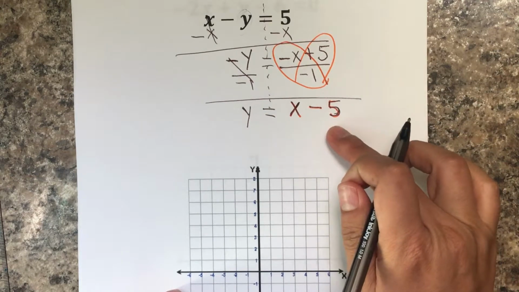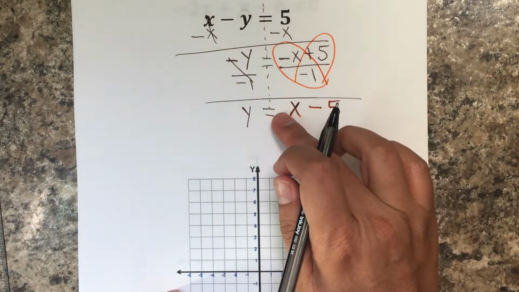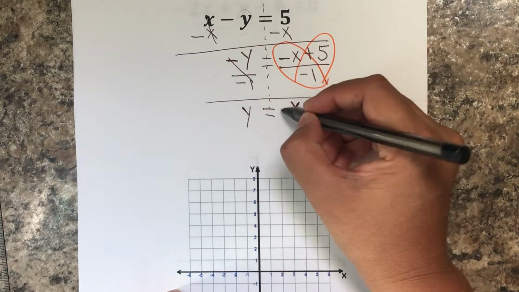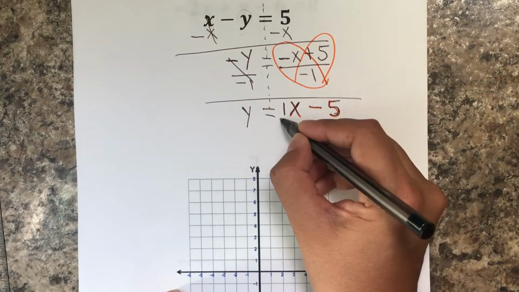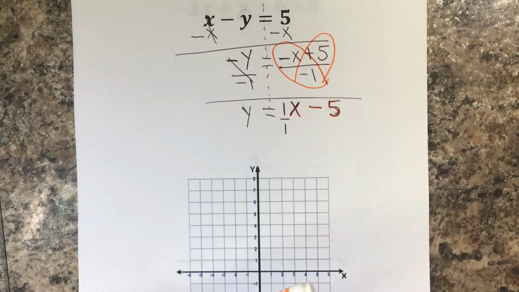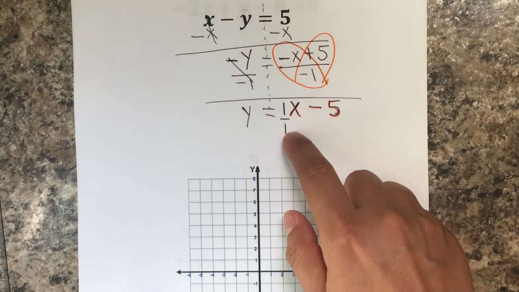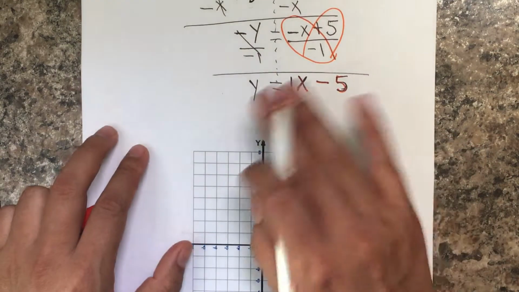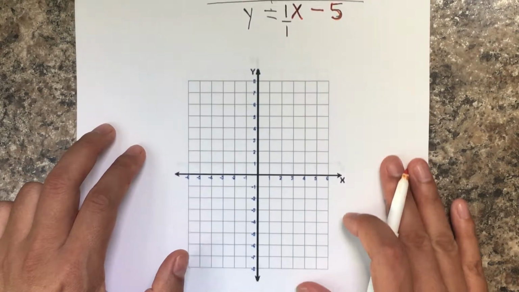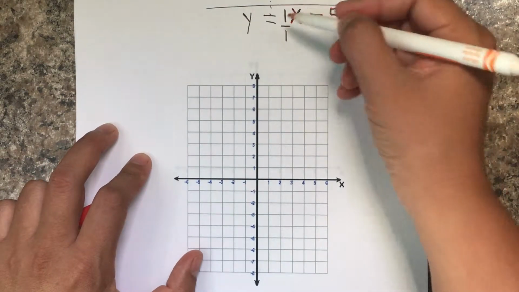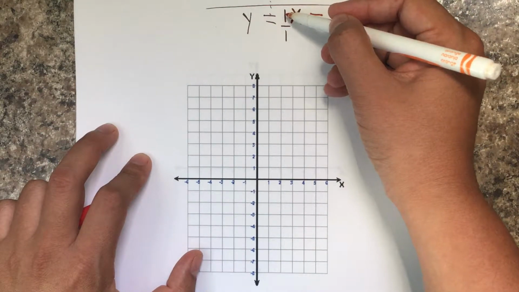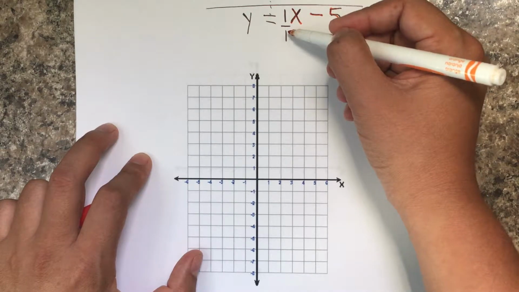I have this intercept, however, I don't have a slope. When there is nothing in here, that means that the coefficient is 1 and you just put it over 1. Okay? Rise is 1, run is 1. You know that this is up or down because of the rise. This is right or left because of the run.